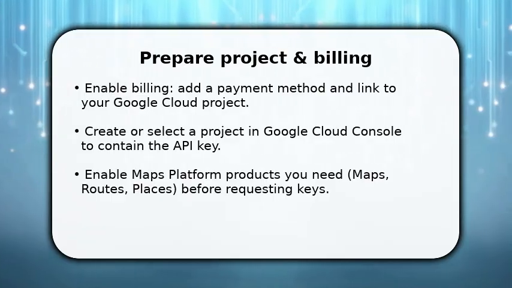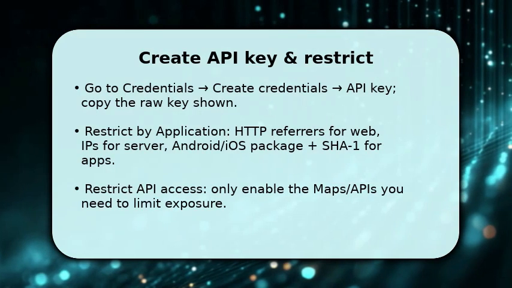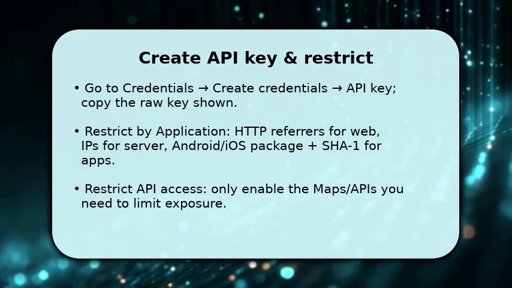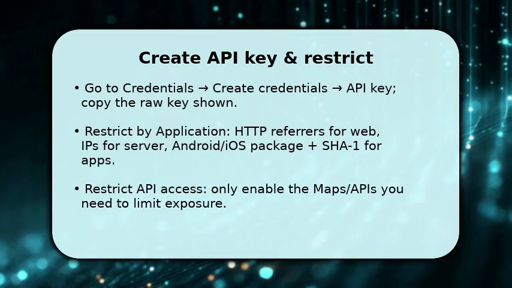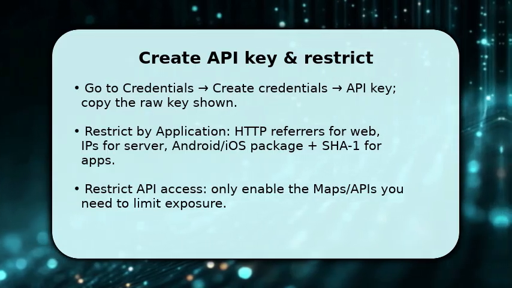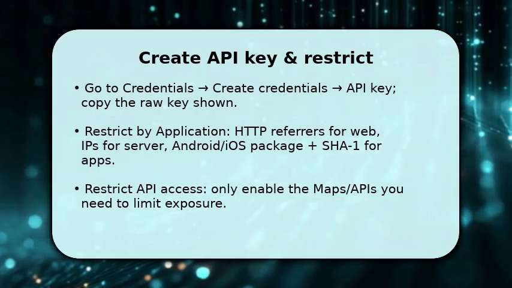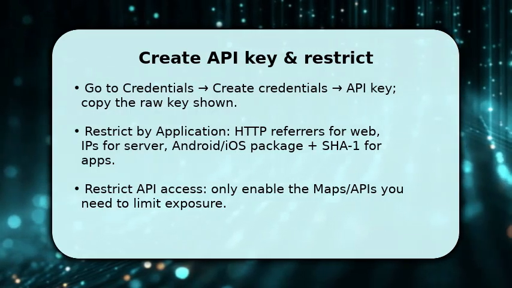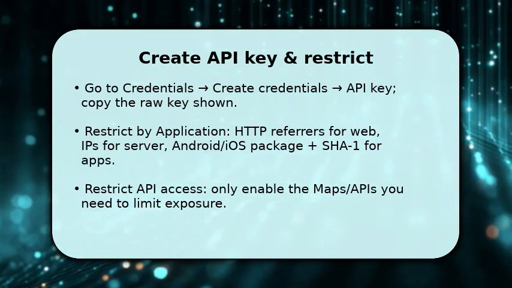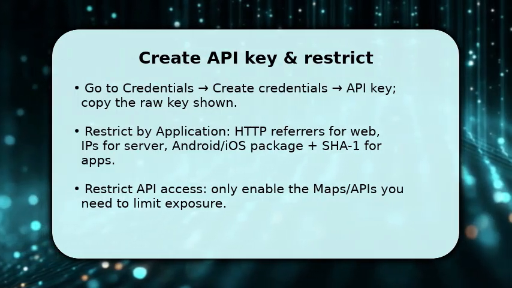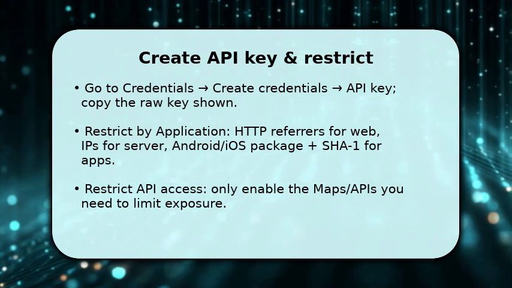Choose application restrictions appropriate to your platform and lock the key to specific APIs so misuse is limited. This step prevents quota theft and unplanned costs. After applying restrictions, save changes and test a simple request from your app or curl command to confirm the key both authenticates and only permits the intended API calls.